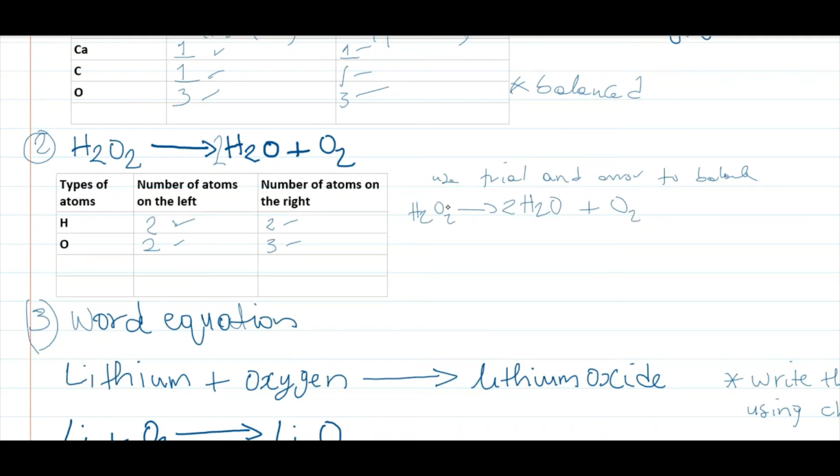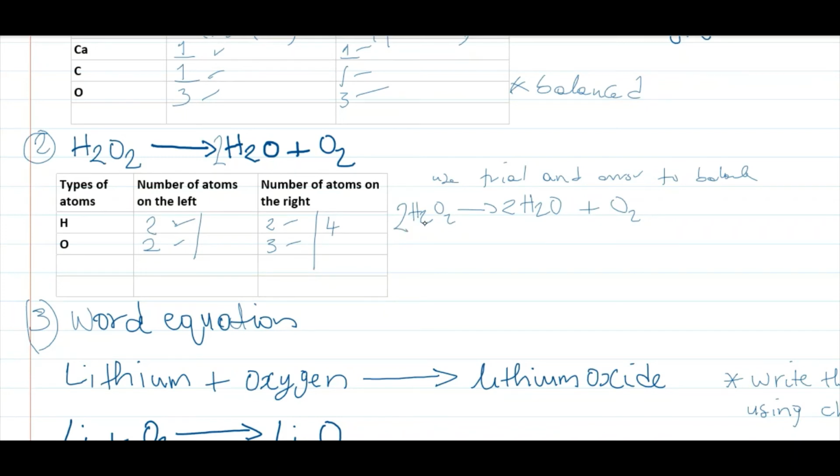Now we have 2 times 2, which is 4 hydrogens on the right hand side. Let's see how many we have on the reactant side. The reactant side shows there's only 2 hydrogens, so we have to do something about that. Now we're going to put another big 2 in front of the hydrogen peroxide. Now let's see if that balances.